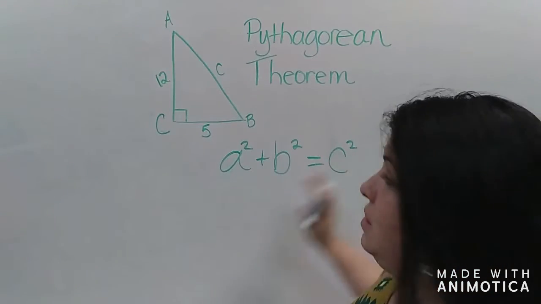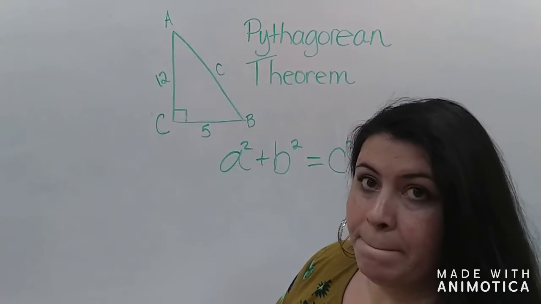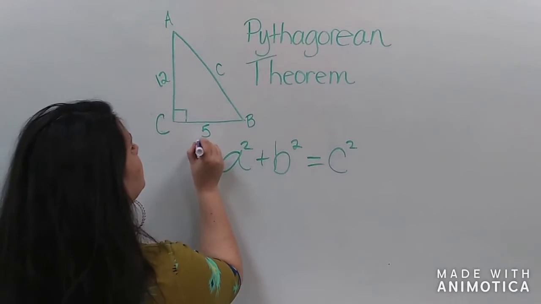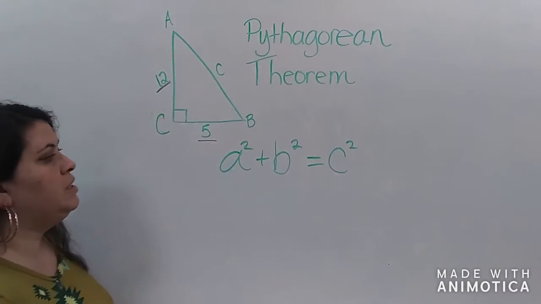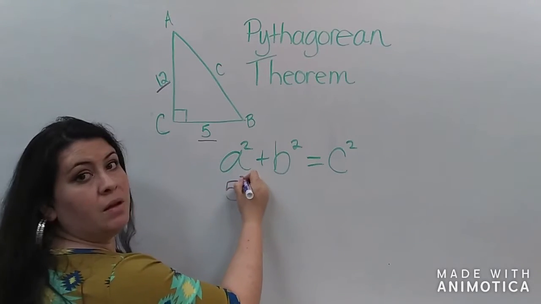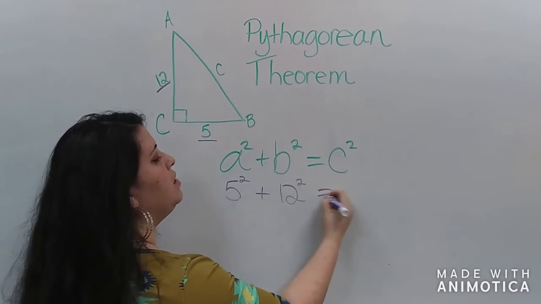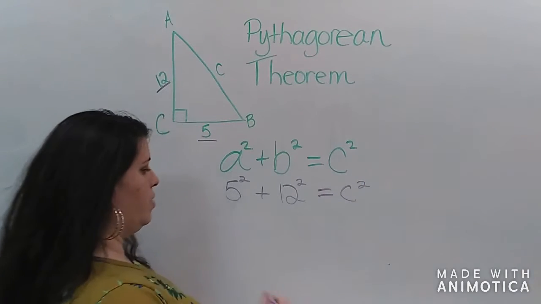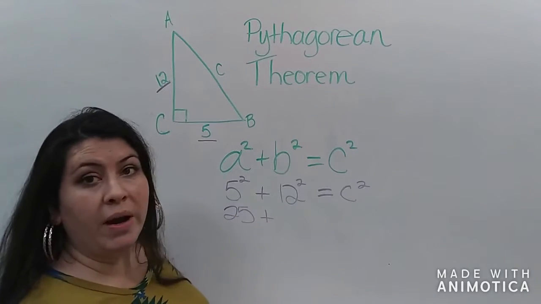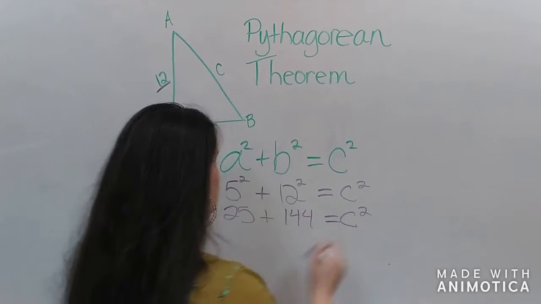Now, let's apply this. I have some numbers here for our A and our B. As you can see, my A is 5 and my B is 12. So, let's apply that. 5 squared plus 12 squared equals C squared. I know 5 squared, that's 25. I know 12 squared, that's 144, is equal to C squared.